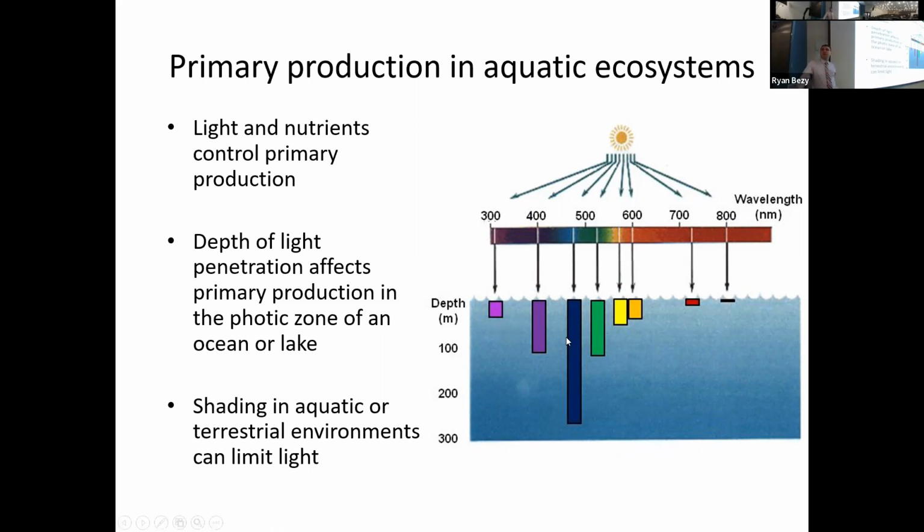So water doesn't interact with blue light very well, and blue light will go down deeper than the other wavelengths. But that means different types of photosynthetic organisms really like to live at the top. That's where the most light is available and all the wavelengths of light are available. But some organisms that live in the deeper parts of, say, the ocean or really deep lakes are actually specialized to absorbing blue light with their pigments, because that's the only light wavelength available at those deeper depths. So shading or just depth can be a big problem in aquatic ecosystems for getting light availability to do photosynthesis.